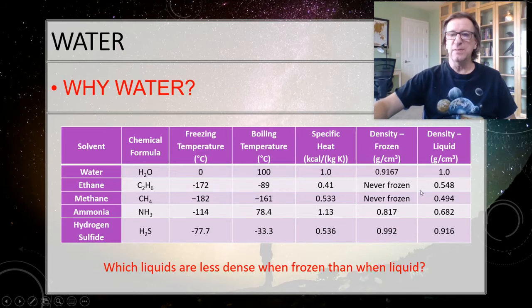Okay, so ethane and methane are never frozen, so that's simply not a problem. That would be probably okay because we're not going to have all our fishies die from that. But from the other ones that do freeze, ammonia and hydrogen sulfide, in frozen form, in solid form, they're actually more dense, and so their ices will sink down to the bottom.